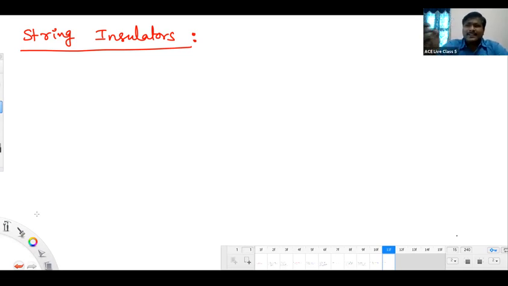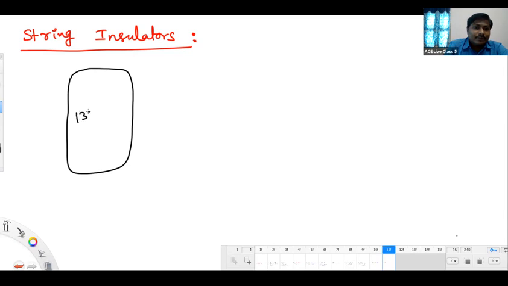For example, I am asking one silly question. Can we manufacture a 132 kV pin type insulator like this? Practically, pin type is used up to 33 kV, that I know. But what I am asking is, in a lab, can we manufacture a 132 kV pin insulator?